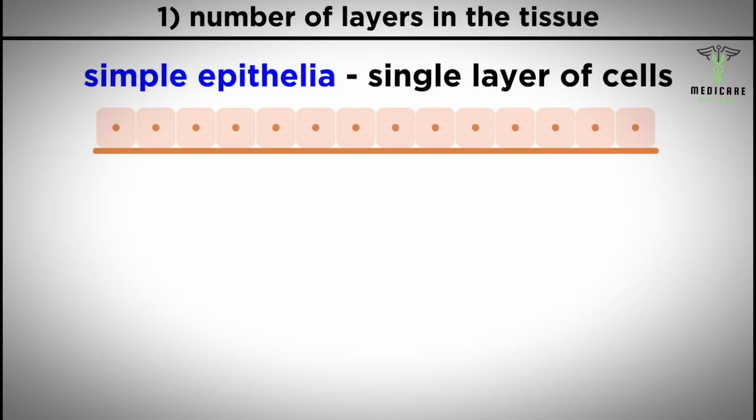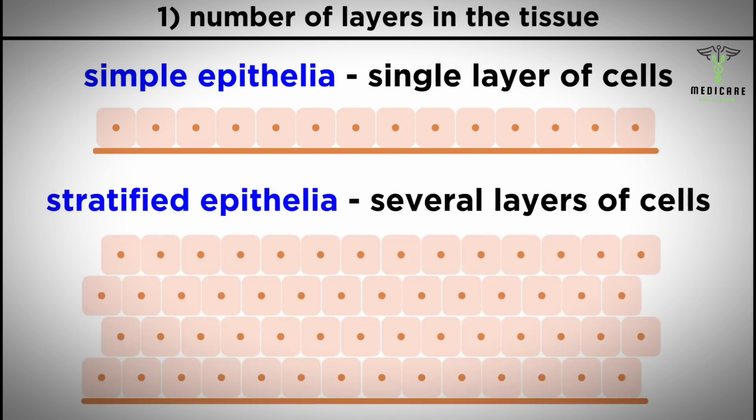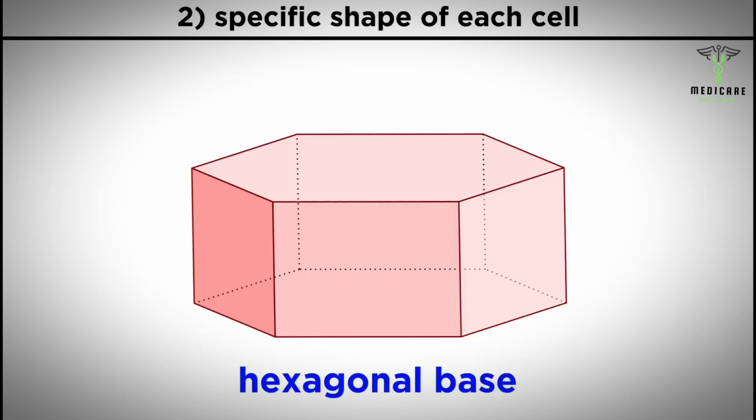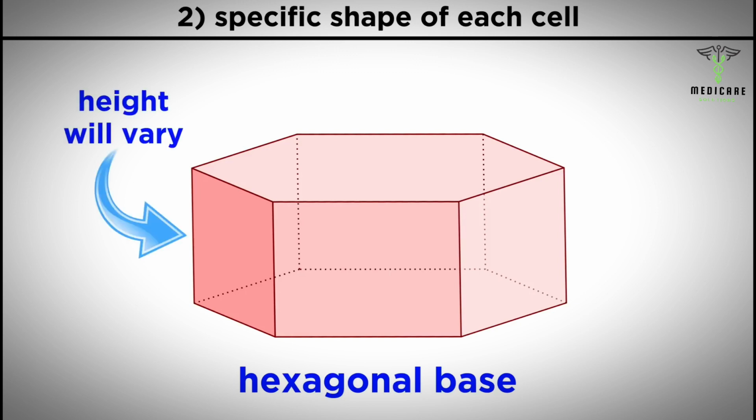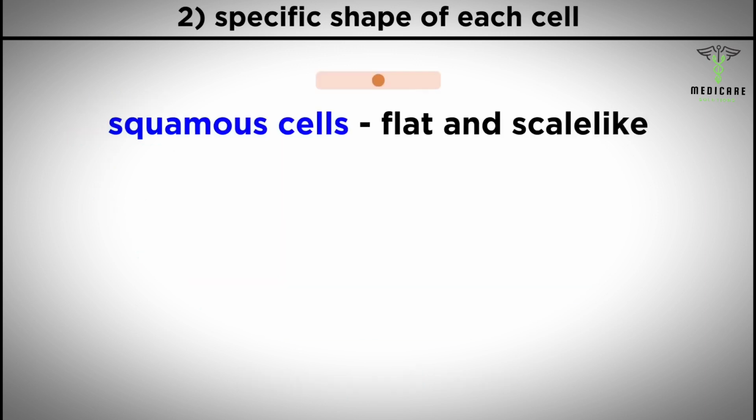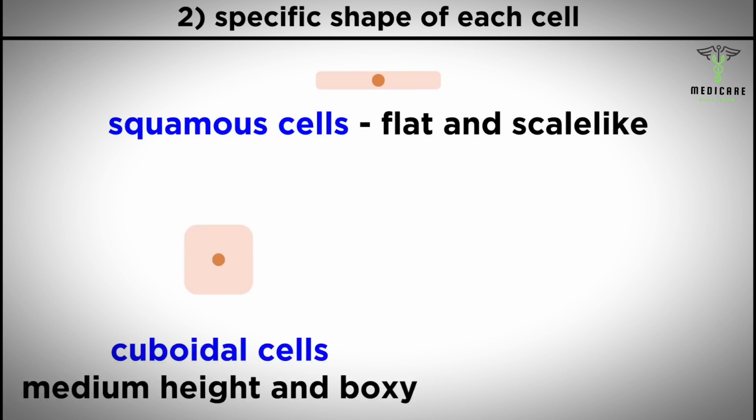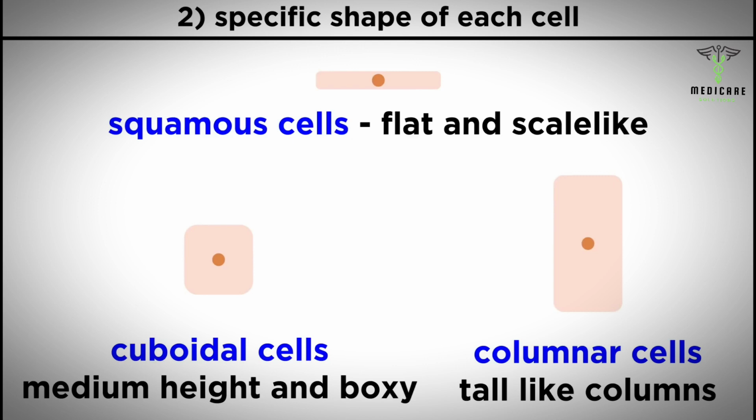First, there can be simple epithelia, which means a single layer of cells. Or there can be stratified epithelia, which means there are 2 or more layers of cells stacked on top of each other. Then, in terms of shape, each cell typically has a hexagonal base, which allows for close packing, but the height of each cell can differ. Squamous cells are very flat, kind of like scales. Cuboidal cells are boxy, of medium height. And columnar cells are very tall, like columns.